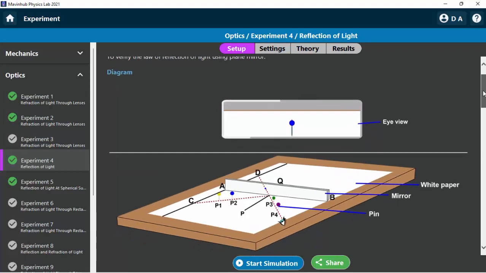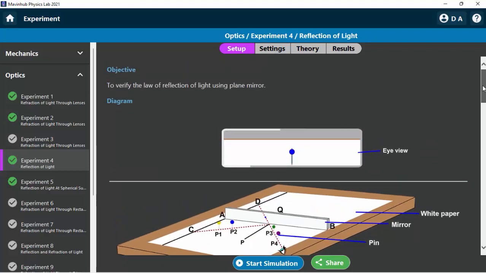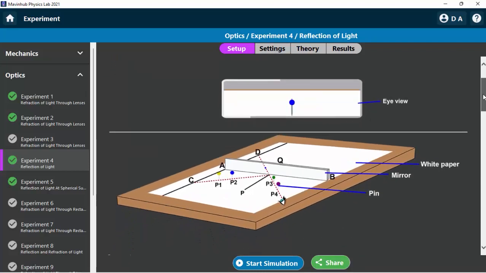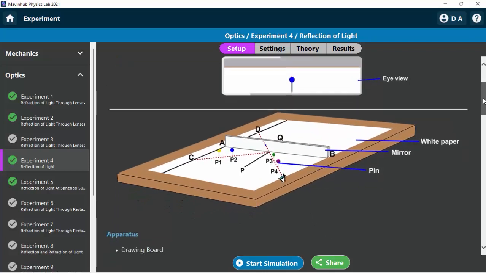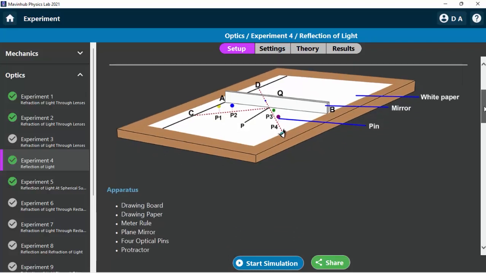So let's take a look at the experimental procedure. The first thing to note is the objective of this experiment is to verify the law of reflection of light using a plane mirror. So the idea is we want to prove or show that the angle of incidence is equal to the angle of reflection. If you want to know in detail how we're able to show that, check the first video.